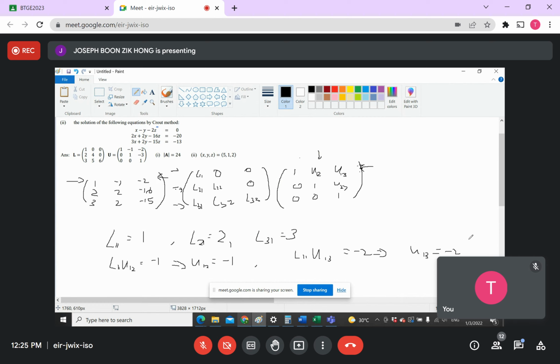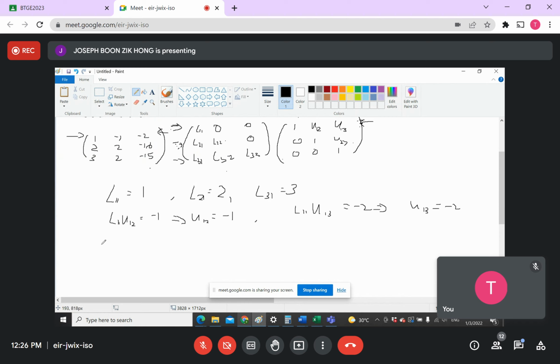Keep repeating the same thing. Try to get L22, L32, L33, and also U23. Just now we took this one times this one, so the first column is already done. Now the second column. I take the first row times the second column and third column. Now I take the second row times the second column.